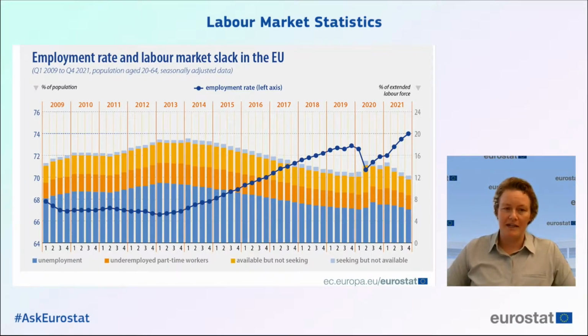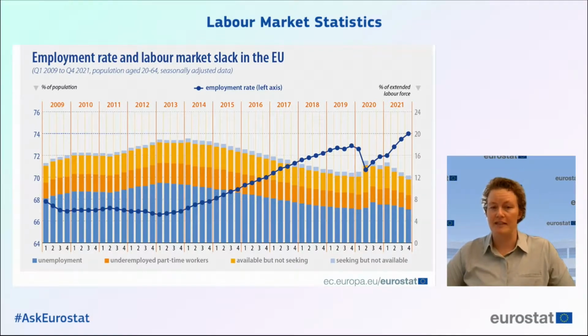But first of all, a quick look at the employment rate, one of our most important indicators, and also labor market slack for the EU overall. In this slide, you're looking at the time series since 2009, and you see that from around 2013, after the debt crisis, we've had an increase in the employment rate. It's the dark blue line with the dots, right up to 2020, when we had the COVID measures impacting the labor market, and you see a massive drop in the employment rate.